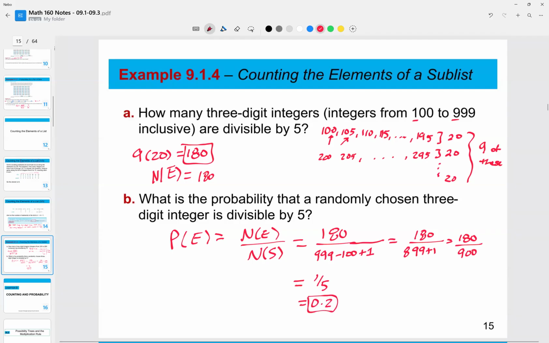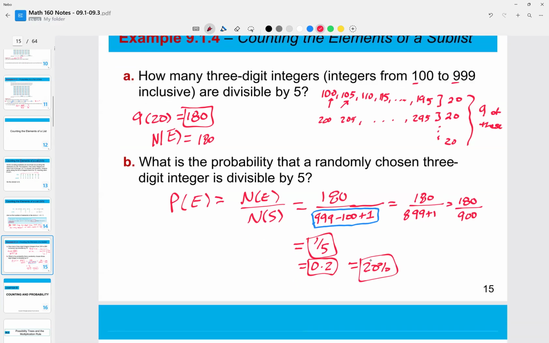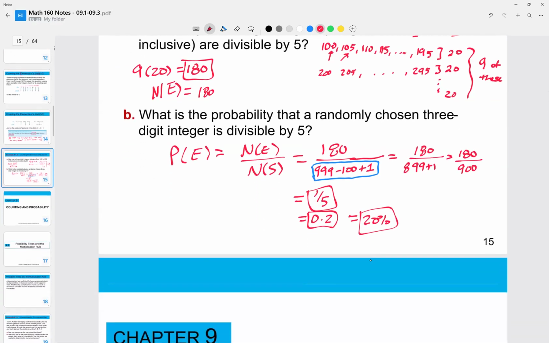So here I had to use that idea that I'm counting in this list. I need to make sure I add that 1 there to make sure I get it right. Okay. Which is also equal to 20%, however you want to describe it. When you're giving your answers on your homework, I don't care either way. If you have the fraction, the decimal, or the percent, that's all fine for me.